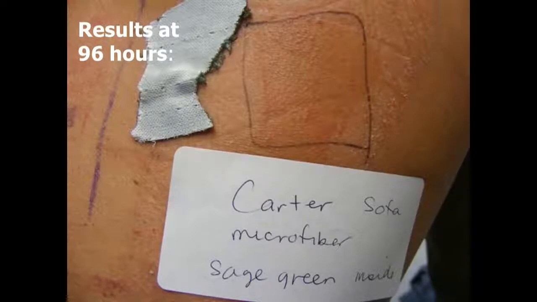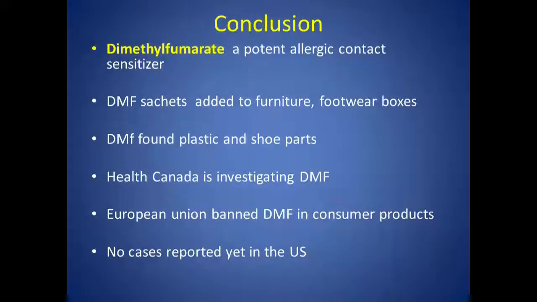And at the same time, my colleagues, Joel DeKoven in Toronto and Sandra Skotnicki, were all starting to see cases. And then I haven't had a case for 5 years. So presumably they did something about this. But be careful about on-sale furniture at the Brick. Okay, so conclusion. Dimethyl fumarate is a potent contact allergen. It's in the sachets of furniture, sometimes footwear boxes, or even in Spanish shoes, as Health Canada is investigating. And Milkers is in the U.S., so I don't think it made its way there.